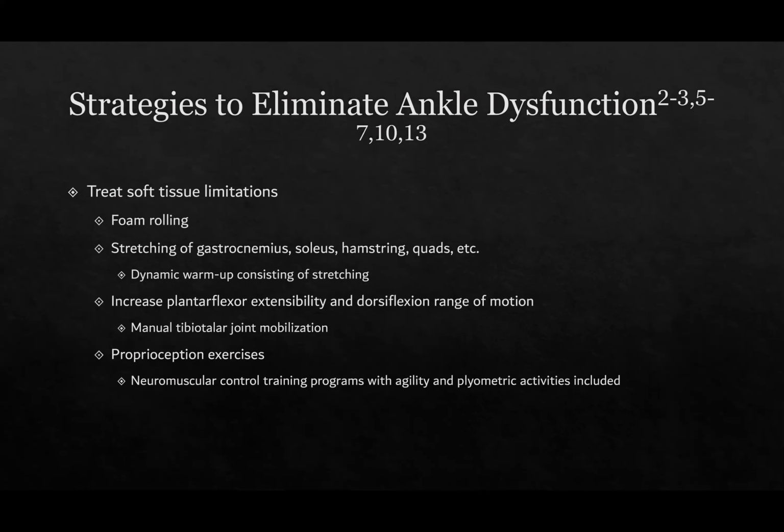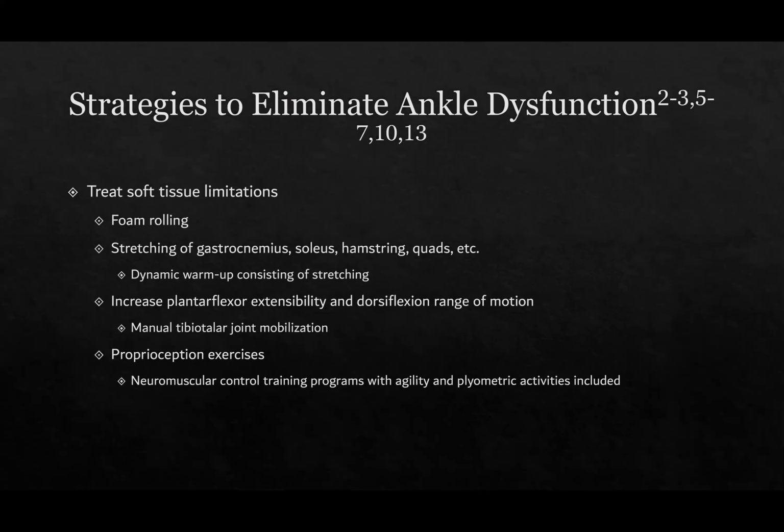So anterior cruciate ligament injuries and ankle sprains are some of the most common ligamentous injuries in basketball athletes that occur with a non-contact mechanism and are associated with the presence of ankle dysfunction. Therefore, we must address the underlying factors that contribute to ankle dysfunction, which is instability or restricted mobility. It is important to treat soft tissue limitations to reduce range of motion restrictions or dysfunction that occurs as a result of poor muscle extensibility.